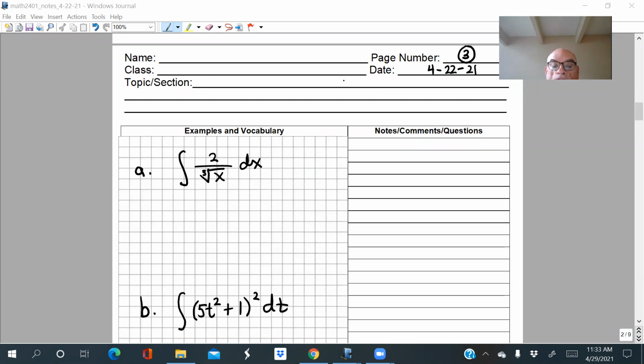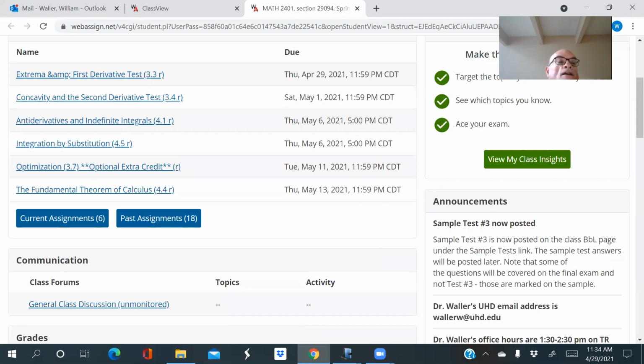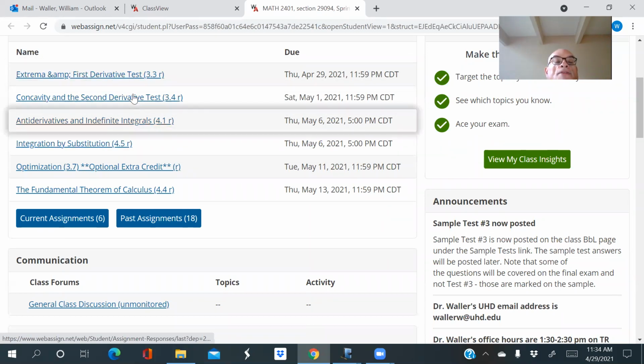Oops, I've got the note showing here. I wanted to show the list, but you're familiar with this. This is just the list of homework assignments that are due, right? So these two are due before the test. So these are really important.